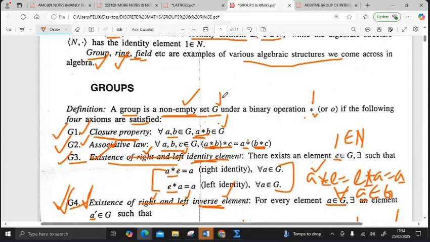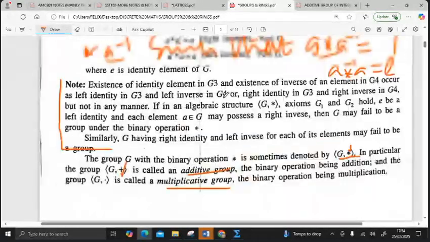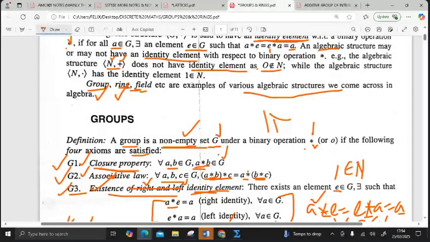Right? Here we have what we call a semigroup. We're told that this algebraic structure is said to be a semigroup. Remember, we are not saying that this one is a group if it satisfies at least G1 and G2, that is, closure and associativity. An example of a semigroup is the set of natural numbers equipped with plus.